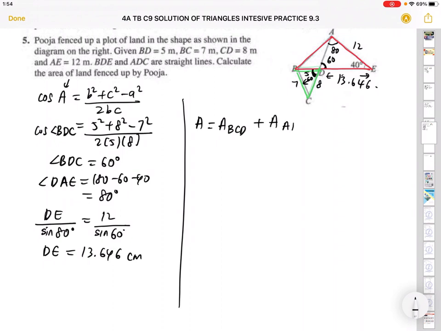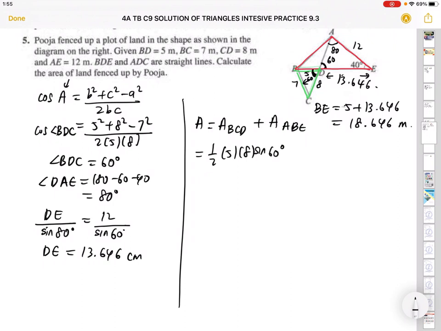ABE. Now, for ABE, you need to find what is BE first. BE is 5 plus 13.646, which is 18.646. Yeah, don't even write this down. Too simple, right? Now, area BCD, don't have to use Heron's law because I already know the length of two sides, B and C. I know A and B, 5 and 8, and I know the angle in between. So I'm going to use half AB sine C, 5, 8, sine 60.